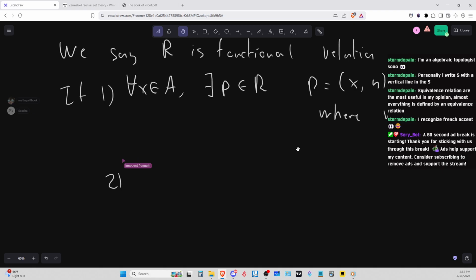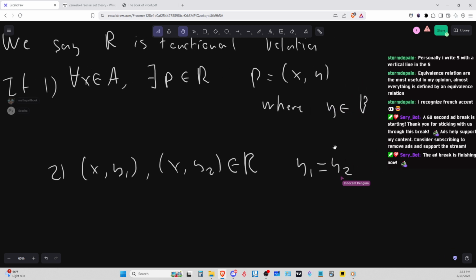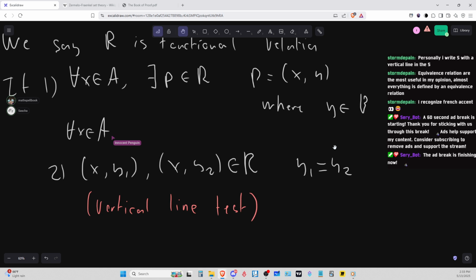The other condition is the vertical line test. If I have (x, y1) and (x, y2) inside my relation, I want y1 to be equal to y2. You can think of this as the vertical line test. It ensures that for every x there is only one output. Because you didn't write a number near it, it's just the same x in this case. So for y1 to equal y2, it has to be the same x that mapped to y1.